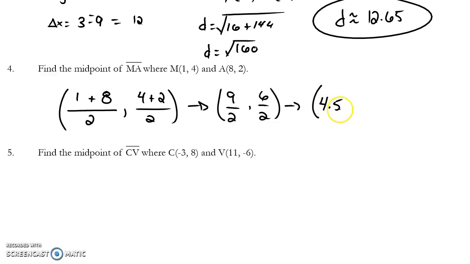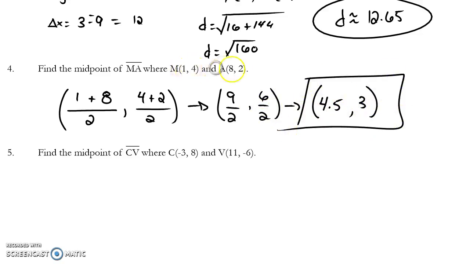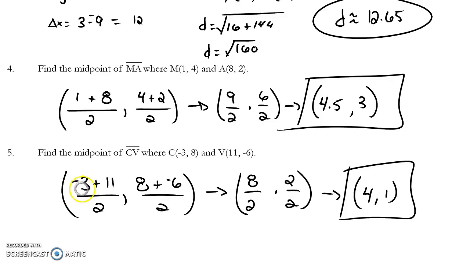That's the x-coordinate of my midpoint. 6 divided by 2 is 3. That's the midpoint. I have an endpoint, midpoint. So I have an ordered pair again. Try to follow the same logic and solve for the midpoint in number 5. So negative 3 plus 11, x-coordinate plus x-coordinate divided by 2 eventually gives me 4. 8 plus negative 6 divided by 2 gives me 1.